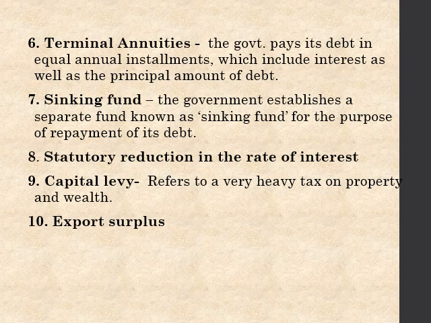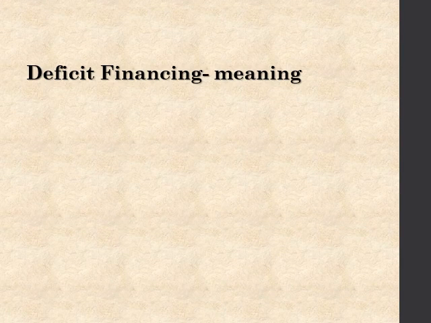And then export surplus. When you have more exports, then it is done. Please do not leave, children. Only one more topic is left and we are done with this chapter. So export surplus: if you have more exports, you will have more foreign reserves. And when you have more foreign reserves, you are in a position to pay the debts. So these are the methods through which you can waive off your loans.